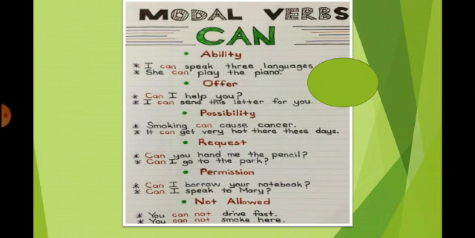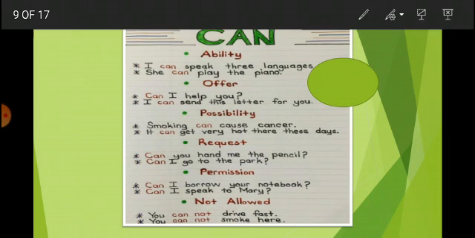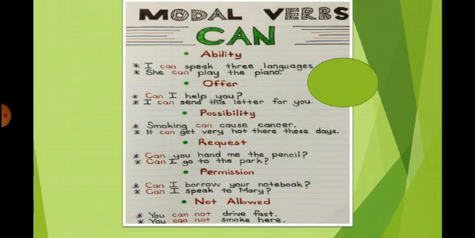Next is possibility. Smoking can cause cancer. This is possible, that if you continue with smoking, then you will suffer from cancer. That is possibility. It can get very hot there in 3 days. Next is request. Can you hand me the pencil? Request. Someone is asking someone, requesting that you can hand me the pencil. Can I go to the park?